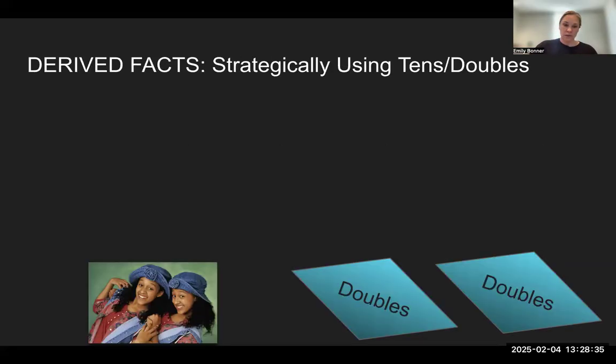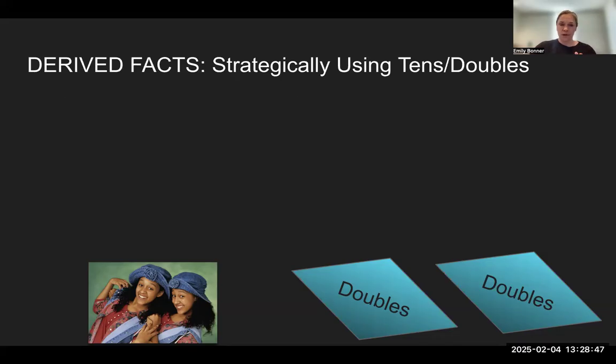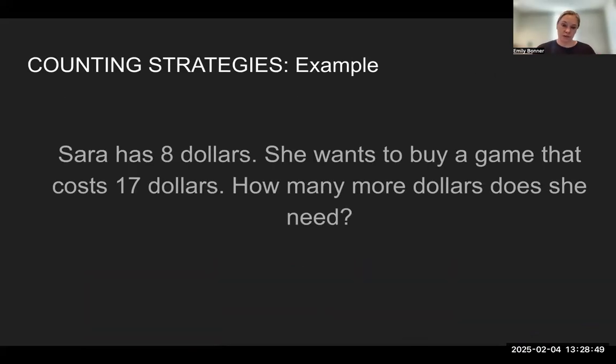So students might use doubles. They might learn certain combinations of numbers before others, especially doubles is a good one because oftentimes that just sticks with them. But if you are building fluency, then what they're going to be able to do is say, well, I know 8 and 8 is 16 and one more is 17, so 9 is the difference. And that's where you want to be.